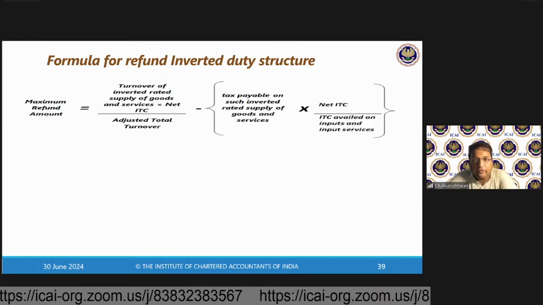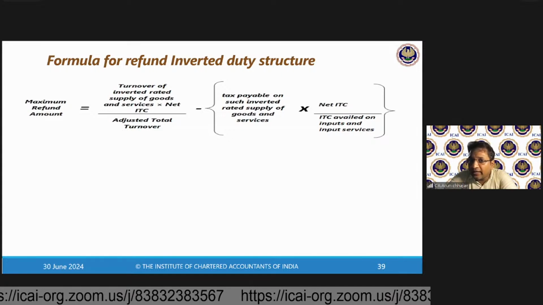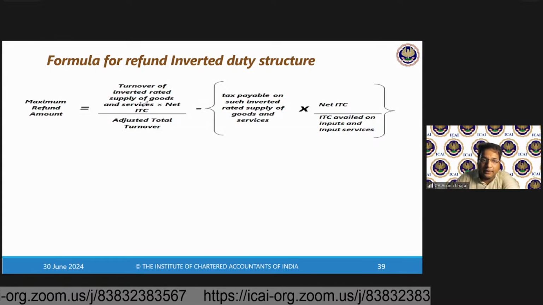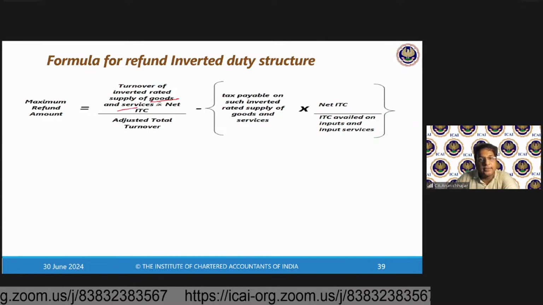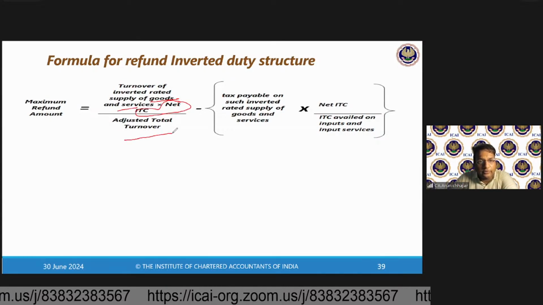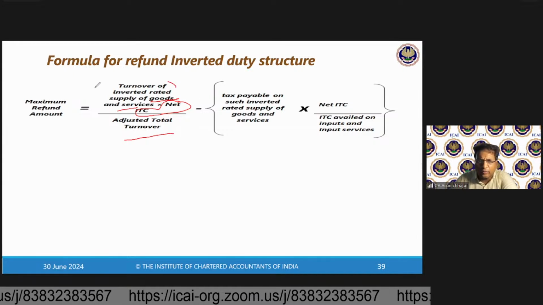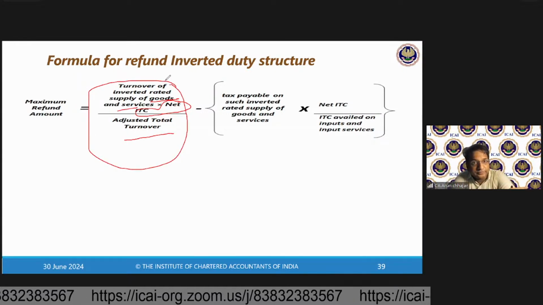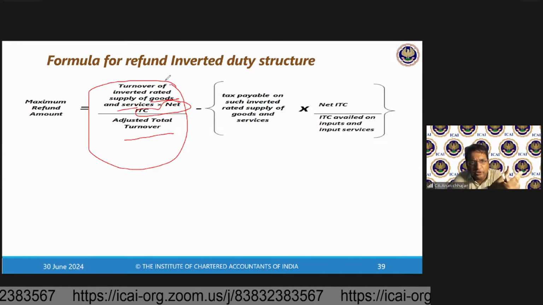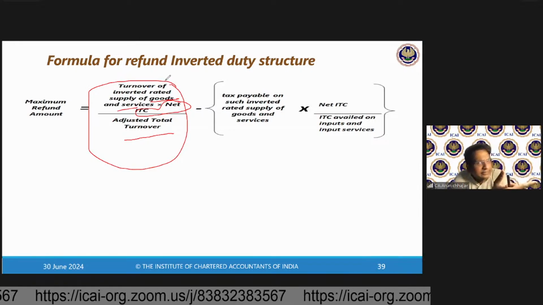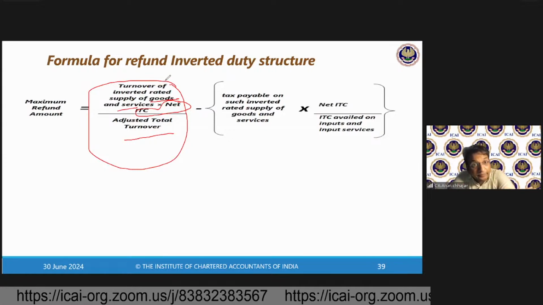Let me explain the formula. The formula is turnover of inverted rated supply of the goods and services multiplied by net ITC divided by total turnover. This is almost the same formula which we have discussed in the export. Turnover of zero rated supplies of goods plus services divided by total turnover multiplied by net ITC. This is almost the same.